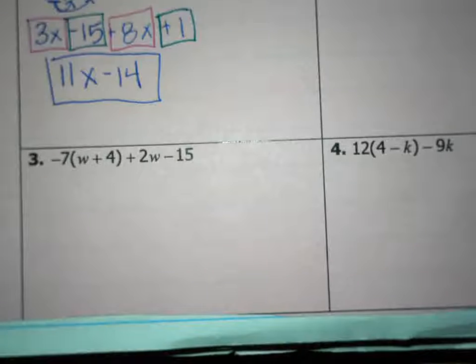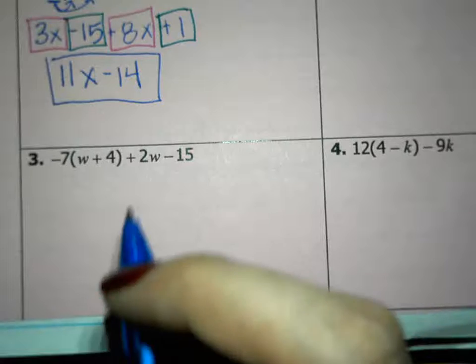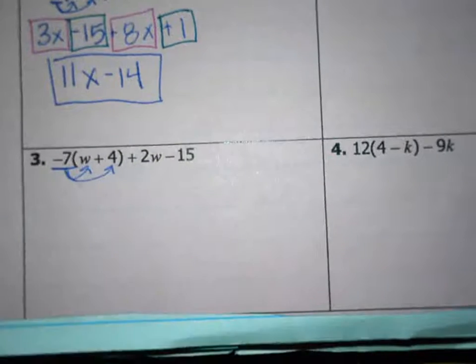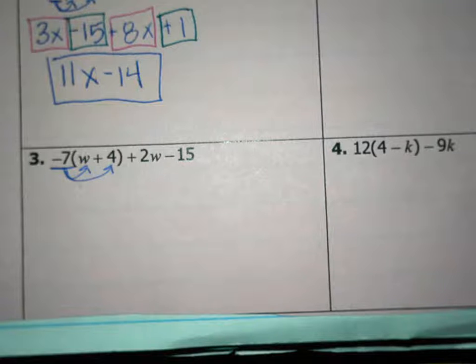What's the first thing I need to do? Distribute. What am I distributing? 7 to positive 12. So distribute that negative 7 throughout the parentheses. Be very, very careful. This is where students make mistakes, because of that negative sign. That negative is going to get us every single time if we are not careful.